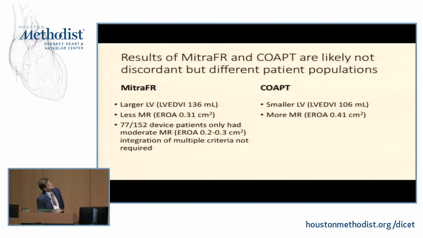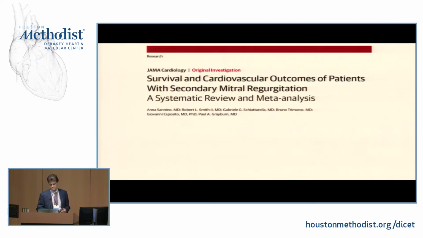In Mitra FR, they had big ventricles, 135, that's a misprint, mLs, and less MR, ERO of 0.31, but more than half of those had moderate MR and ERO less than 0.3 at these large ventricular sizes. COAPT had smaller LVs, 106. I'll show you that later in another talk in more detail, and much more MR. So there are different patient populations.